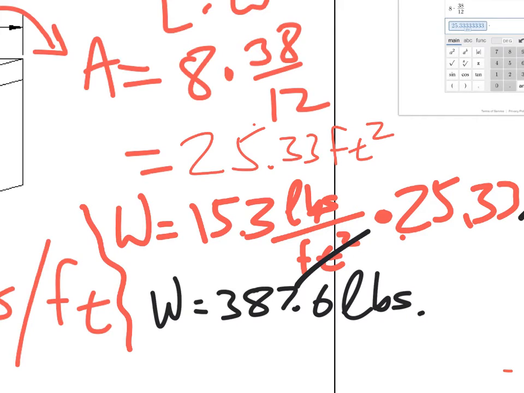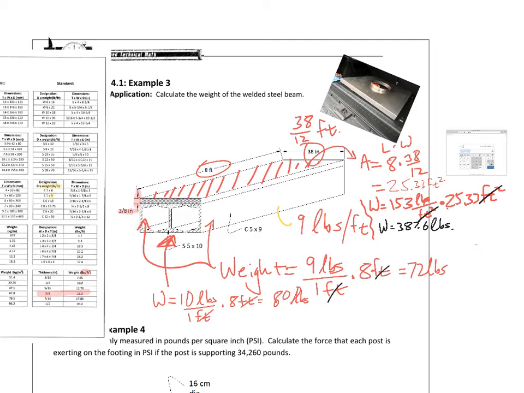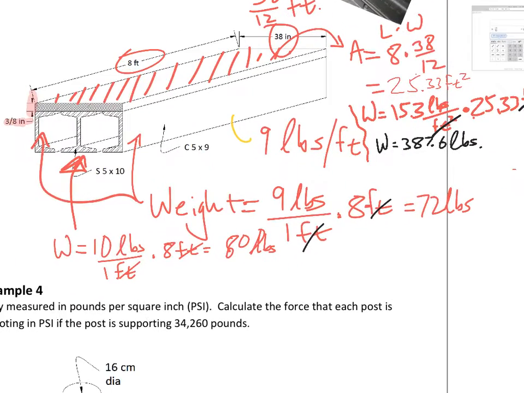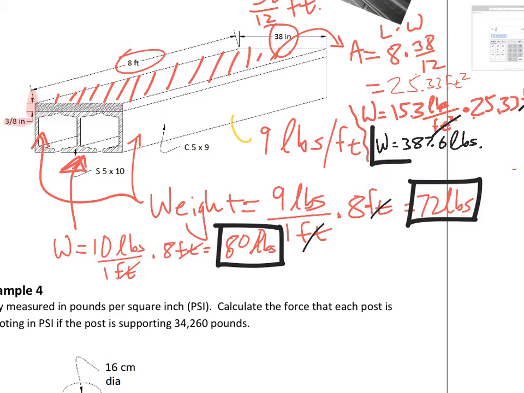So that plate is almost 400 pounds. And then we have a couple of these, a couple 72s. We've got an 80, and we've got this 387. So we got to put the total weight.